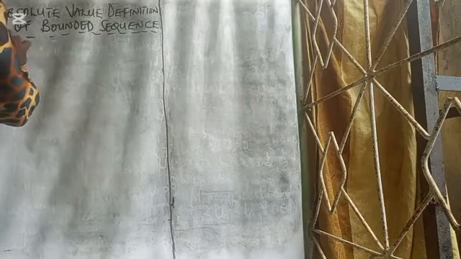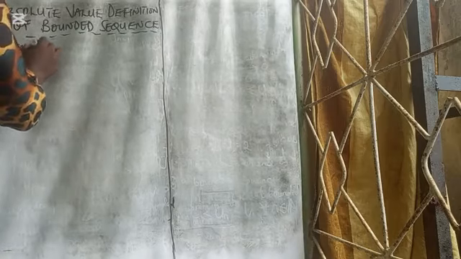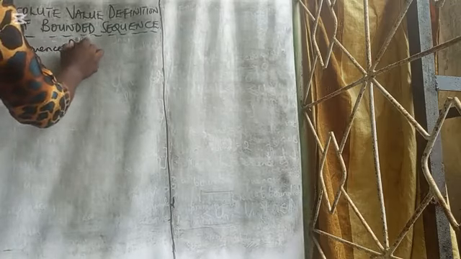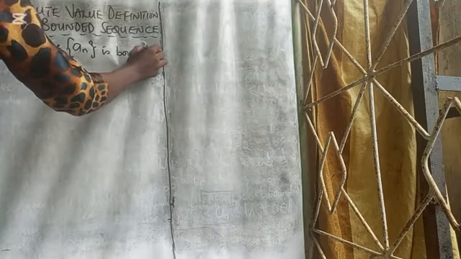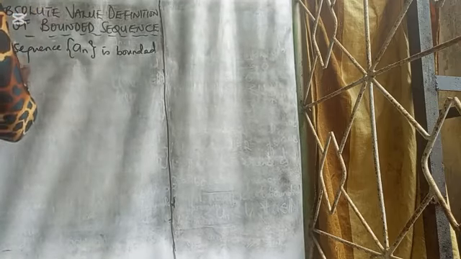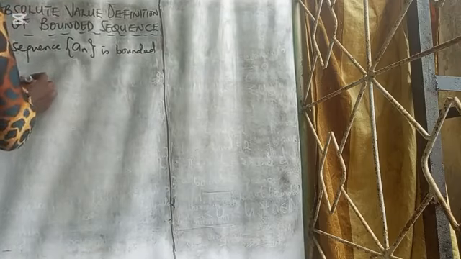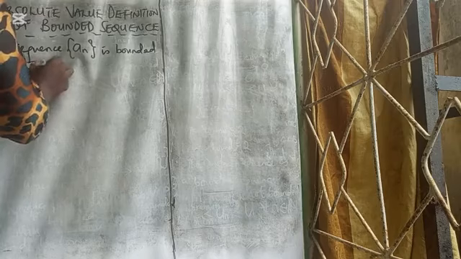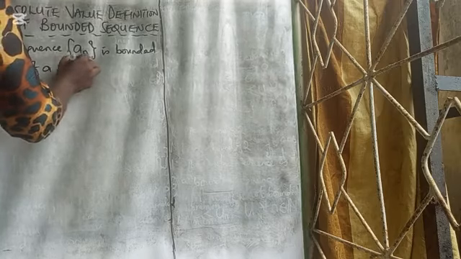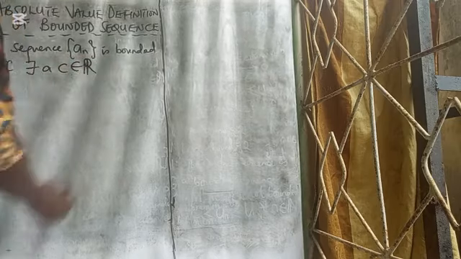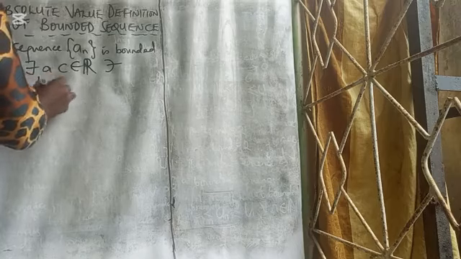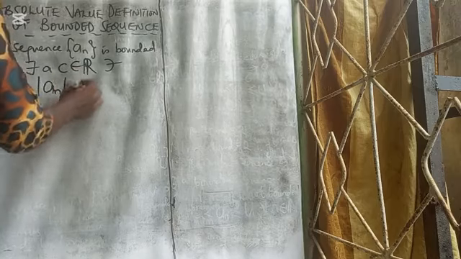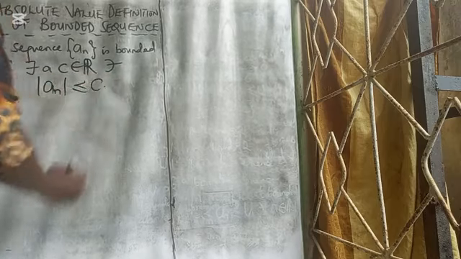The absolute value definition says a sequence A sub n is bounded if and only if there exists a constant C contained in R such that what? The absolute value of A sub n is less than or equal to C.